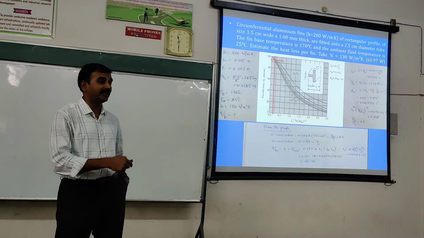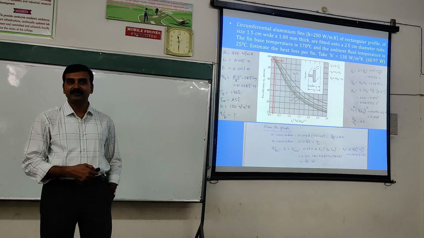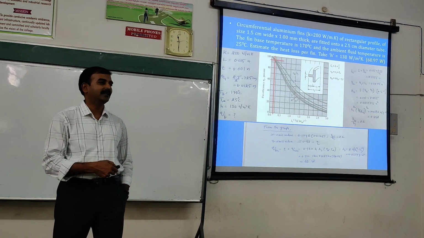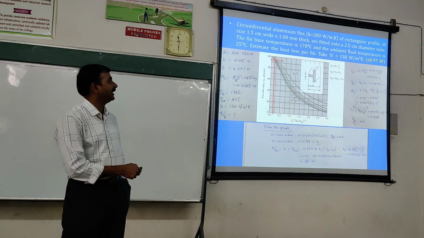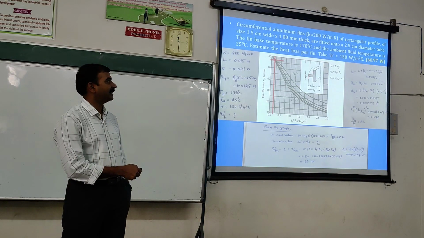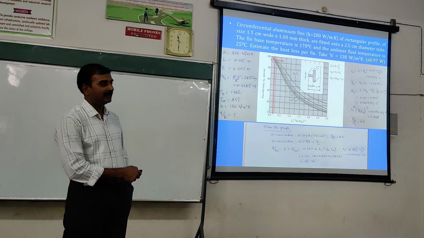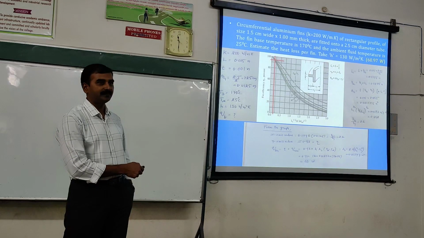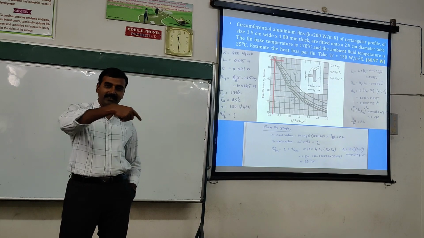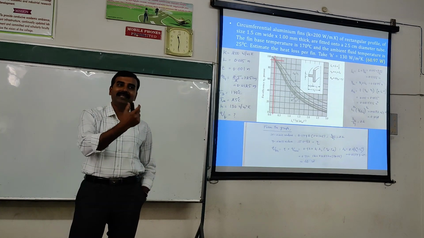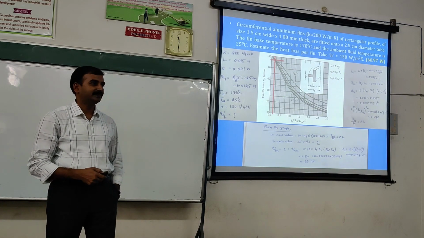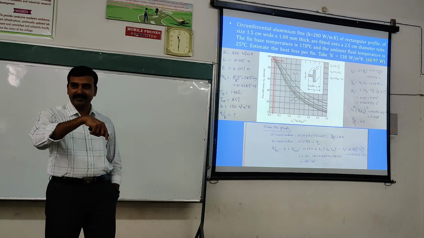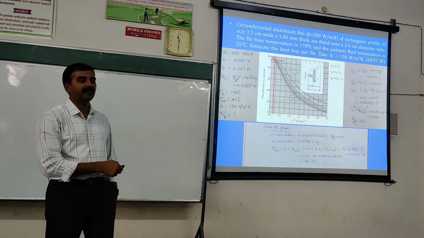Now what is the surface area of a circular fin? Circumferential fin. It's a disc. Please imagine, this is the top surface and there will be a bottom surface as well. Suppose you take the top surface, tell me what is the surface area of that. Imagine it's like a washer or disc. So now it's like a hollow ring. What is the surface area of the top?